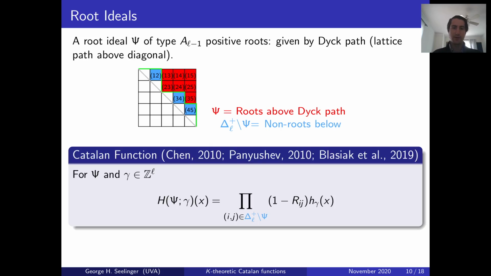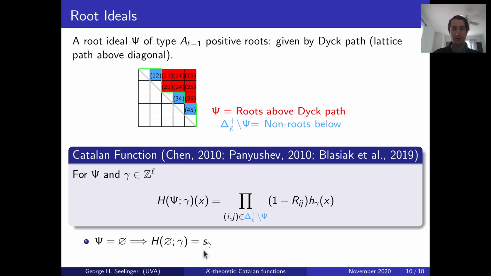So then a Catalan function is given such a root ideal and an integer vector. You can form a raising operator expression from the non-roots only, so the blue ones here, that act on a homogeneous symmetric function. Let's look at some limiting cases here. If we of course take the red part to be empty, so we take all the blue roots, we then recover our Jacobi-Trudi identity from before, thus giving a Schur function.